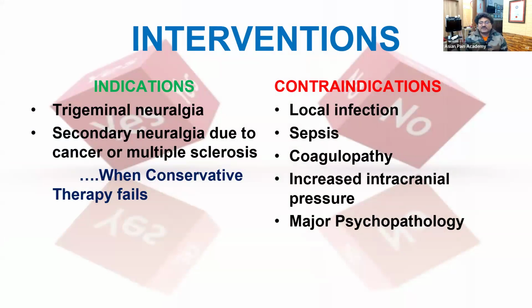And in those cases where conservative therapy fails, we also do radiofrequency ablation of the Gasserian ganglion while we are having a malignancy in the territory of the trigeminal nerve. That also helps to remove the pain, malignant pain as well.